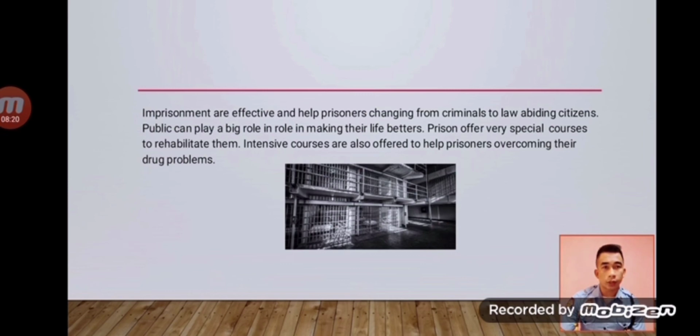Imprisonment is effective and helps prisoners change from criminals to law-abiding citizens. The public can play a big role in making their life better. Prisons offer very special courses to rehabilitate them. Intensive courses are also offered to help prisoners overcome their drug problems.